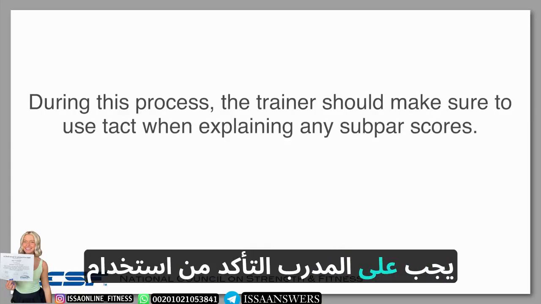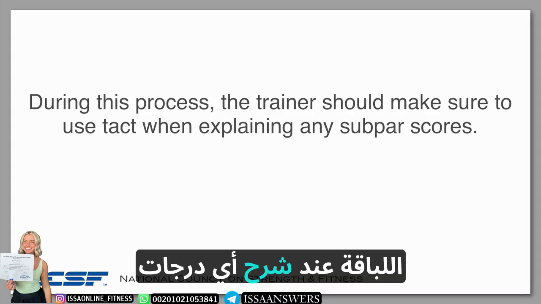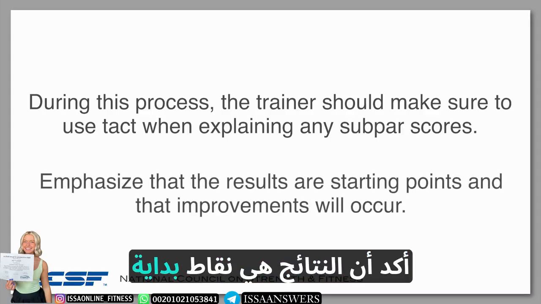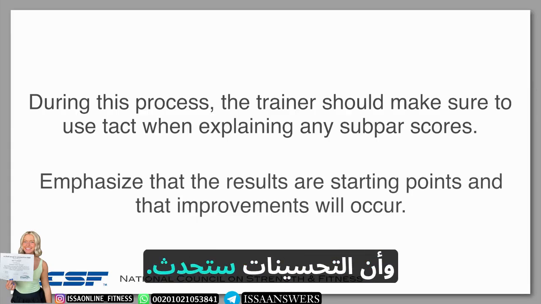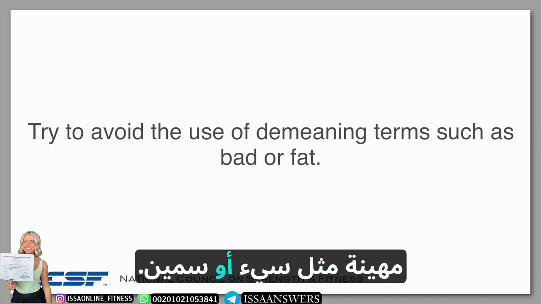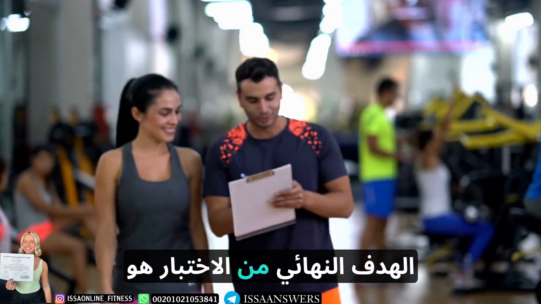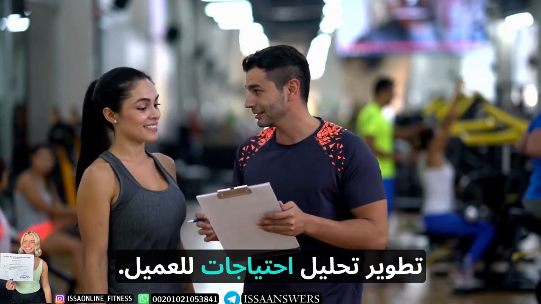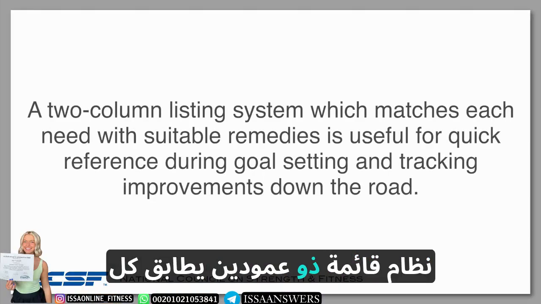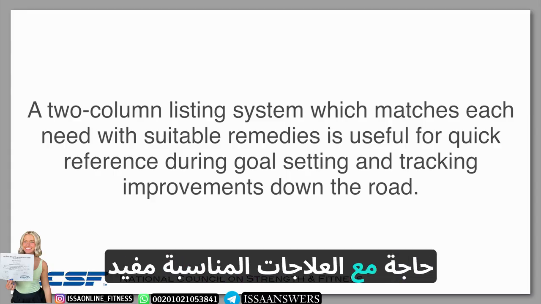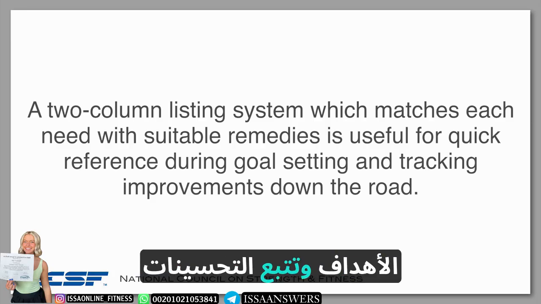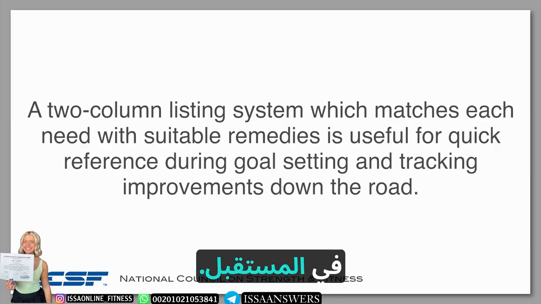During this process, the trainer should make sure to use tact when explaining any subpar scores. Emphasize that the results are starting points and that improvements will occur. Try to avoid the use of demeaning terms, such as bad or fat. The end goal of testing is to develop a needs analysis for the client. This is essentially their to-do list. A 2-column listing system, which matches each need with suitable remedies, is useful for quick reference during goal setting and tracking improvements down the road.